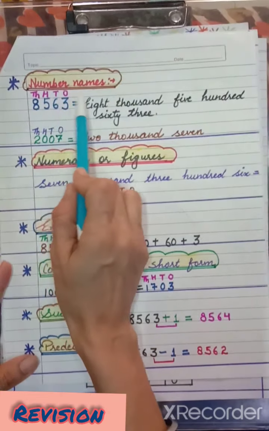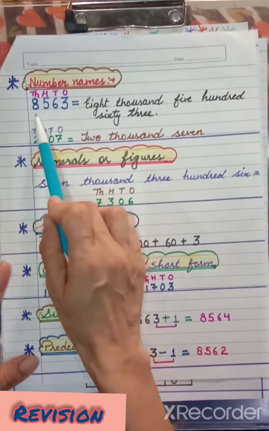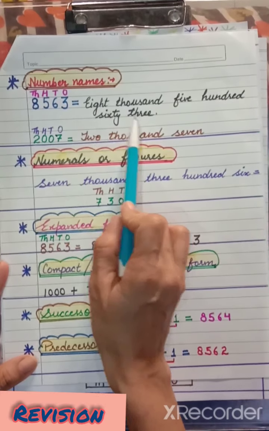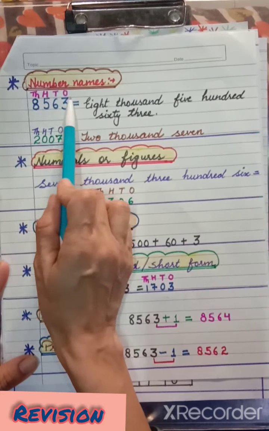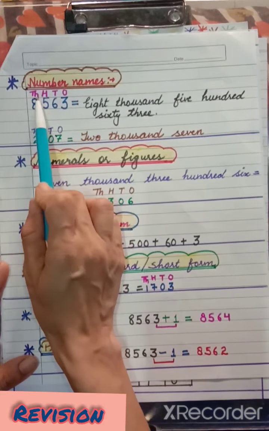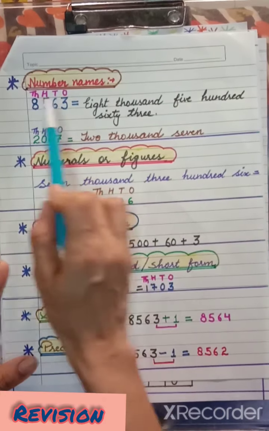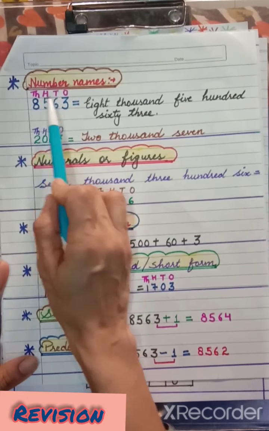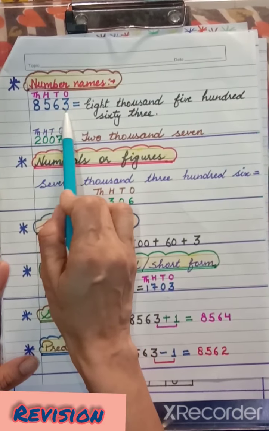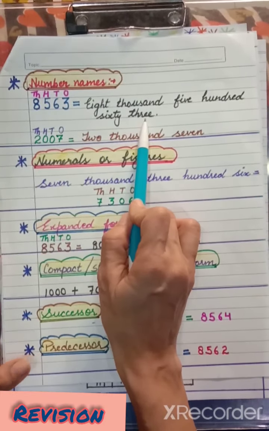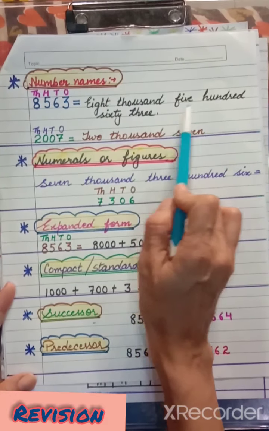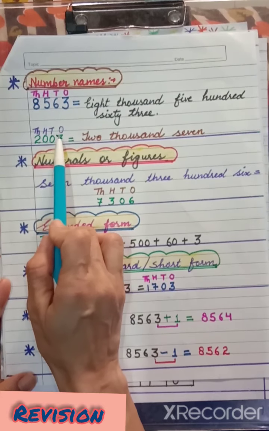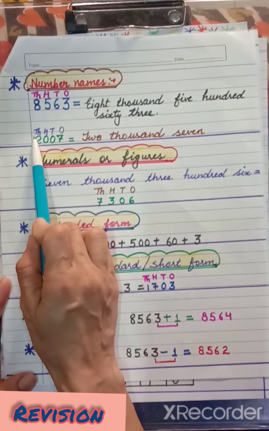So when we write the number name, we write the spellings of the number. First of all, we will write the place value table on the above side of the number. According to place value, we write their spellings. 8 is at thousands place, so 8000. 5 is at hundreds place, so 500. 63, so we write the spellings of 63. So number name is 8563.